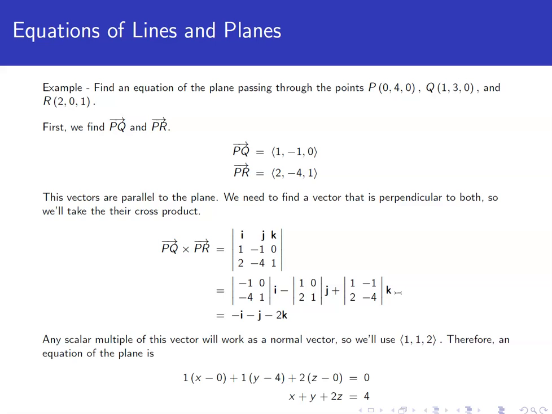So we have a direction vector. We can use any of the 3 points as our given point, if you will. So in this case, we'll have 1 times x minus 0 plus 1 times y minus 4 plus 2 times z minus 0 is equal to 0. And if we simplify that, we'll get x plus y plus 2z equals 4.